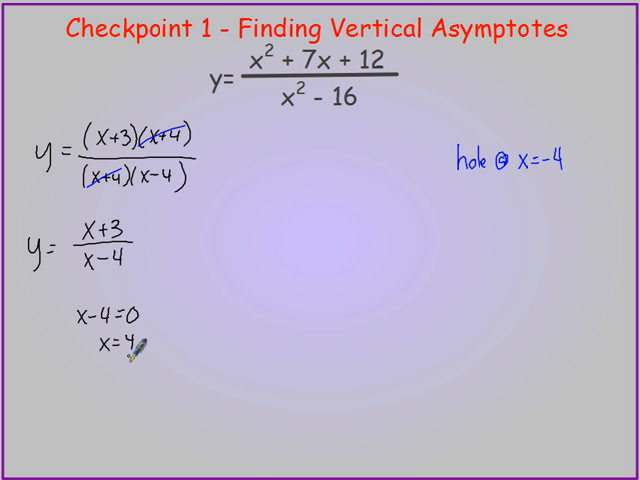So what does this represent? So I have a vertical asymptote where? At +4. So I have a hole at -4. I have a vertical asymptote at +4. So out of all that, can you give me my domain? It's basically X can't be those two numbers. Is that okay?